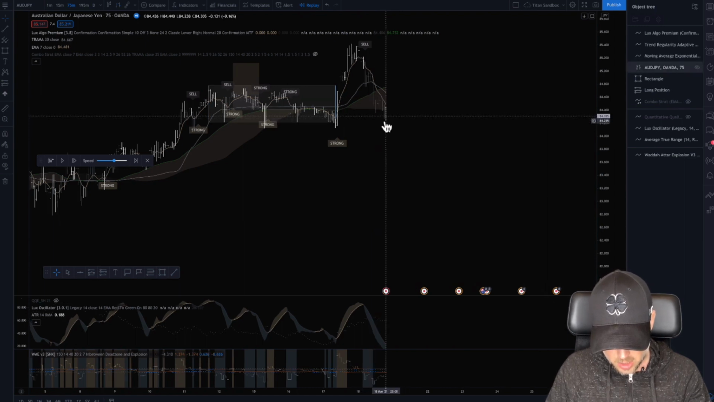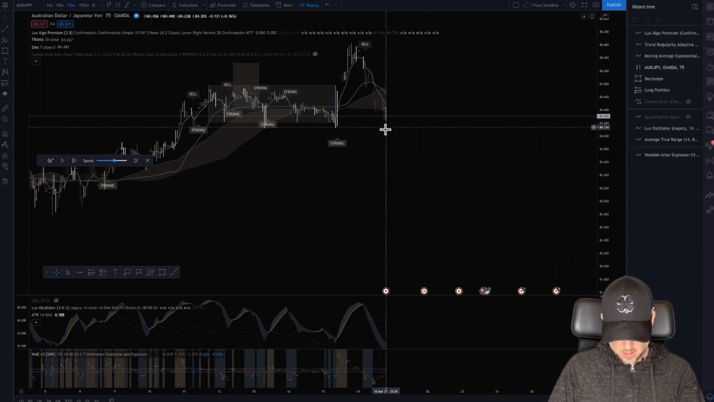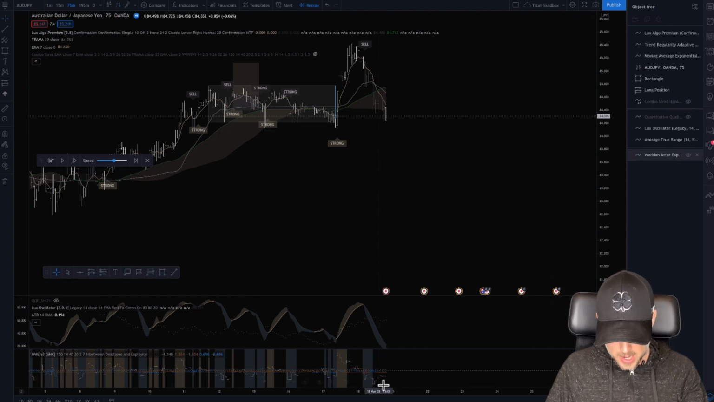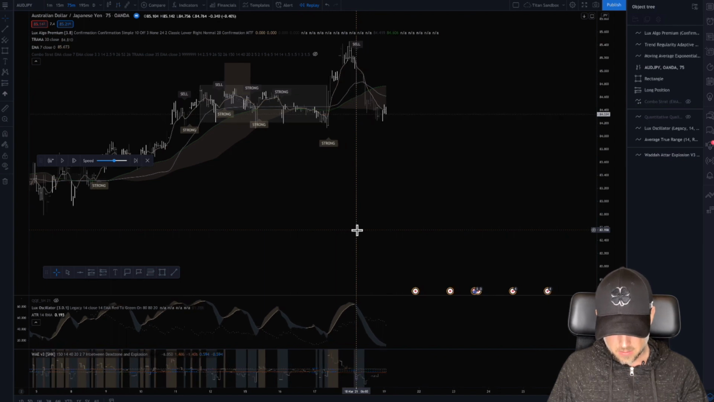There's a strong confirmation. Count how many from the last high. We got 1, 2, 3, 4. Oscillator, but we don't have the volume breakout. Oh, the volume breakout's expired. Maybe that's okay that we didn't take it. Went into drawdown.